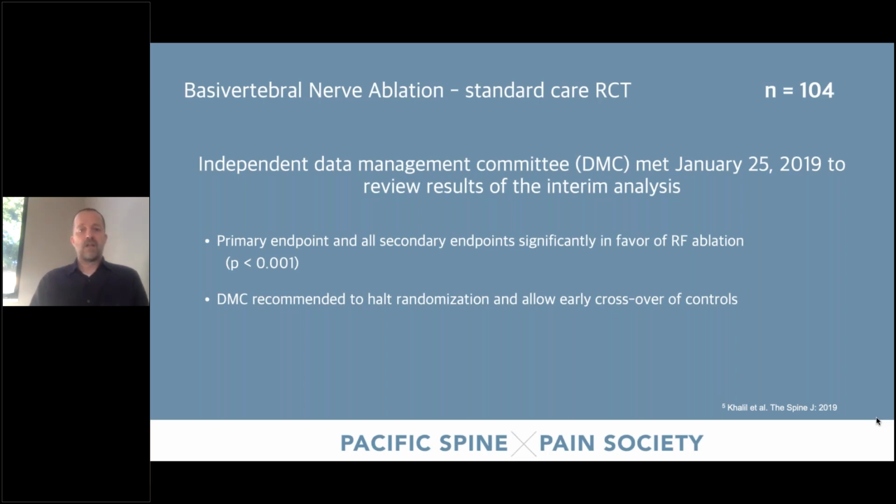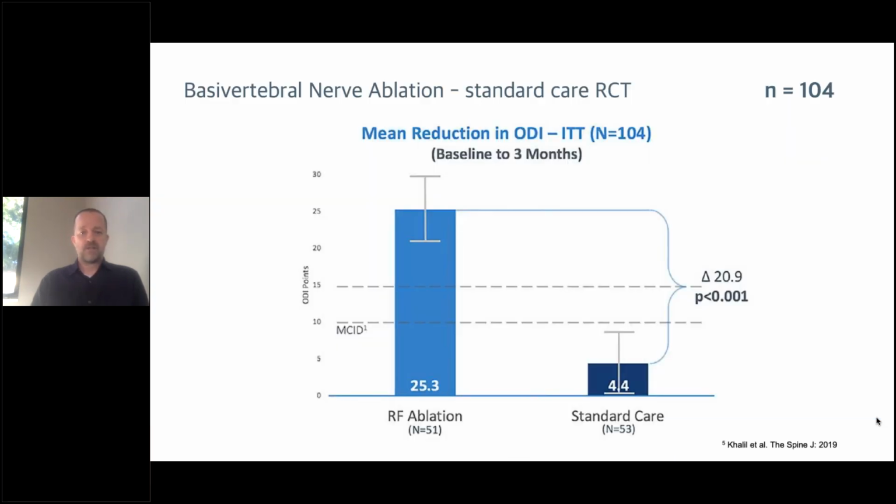The full study of everybody who was enrolled at that time point that finished their follow-up is forthcoming in the near future. So I'm going to talk about the results of this interim analysis. Here you can see the difference in ODI at 3 months between the RF ablation group with a 25-point mean change versus a 4.4 mean change in the standard care arm.